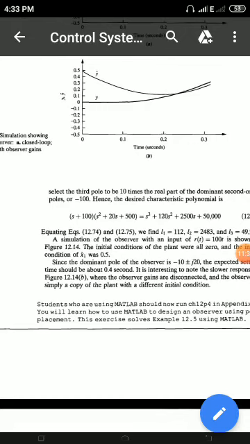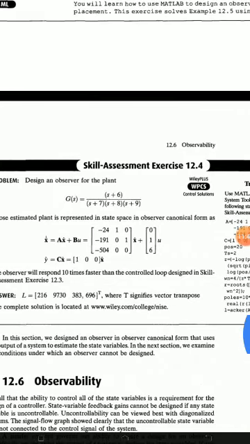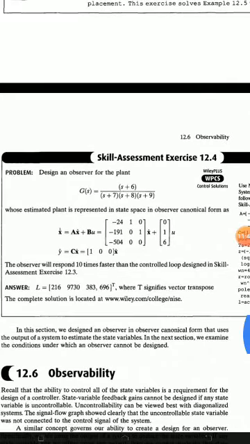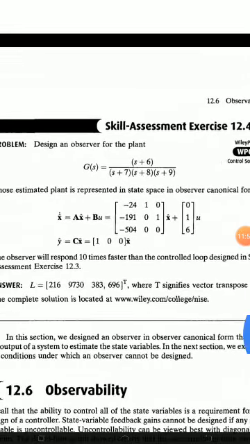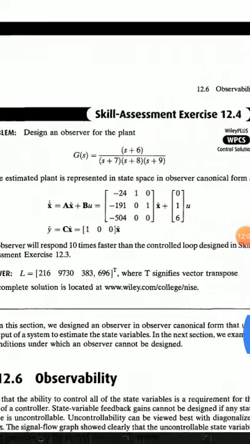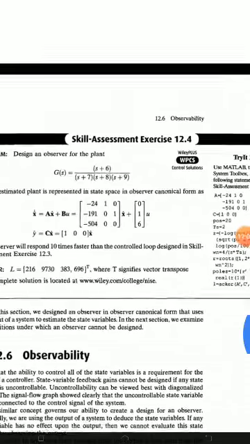That is the observer design by the observer canonical method. Remember, this method is applicable only if the plant is represented in observer canonical form. Fine. Now please try to solve skill assessment 12.4. You can download the normalized solution, which I already sent to you. Here it is said to design an observer for the plant (s plus 6) divided by (s squared plus 7s plus 9), whose estimated plant is represented. He has already given you the observer canonical form representation.